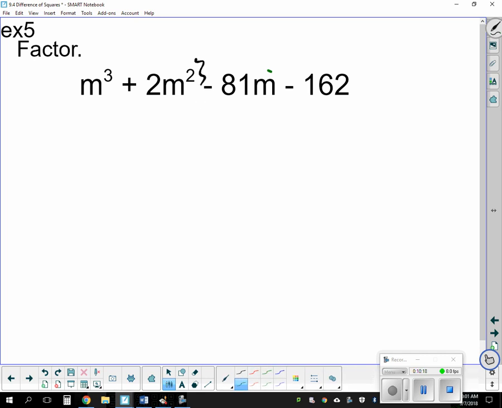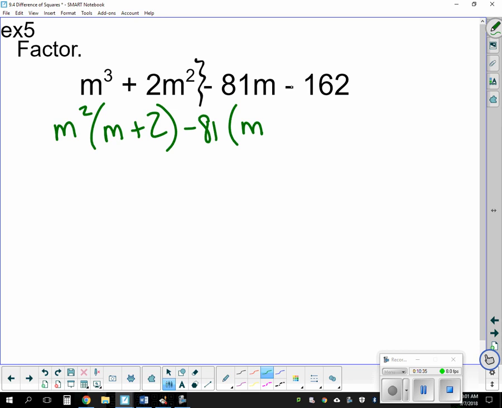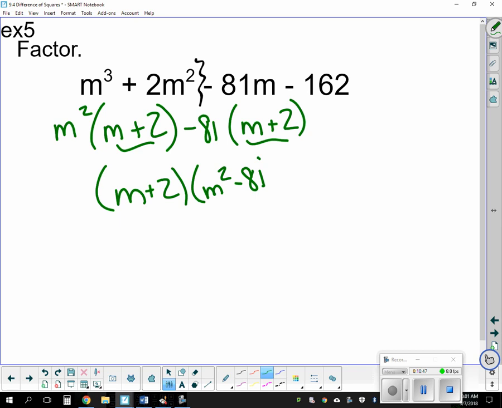You factor by grouping. The GCF in the first half is m squared. That will leave you with m plus 2. The GCF in the back half is negative 81. That leaves you with m, and be careful here, you pull the negative out, so now it's a plus 2. Thankfully, our parentheses match, so we can factor those out. And what's left is m squared minus 81.